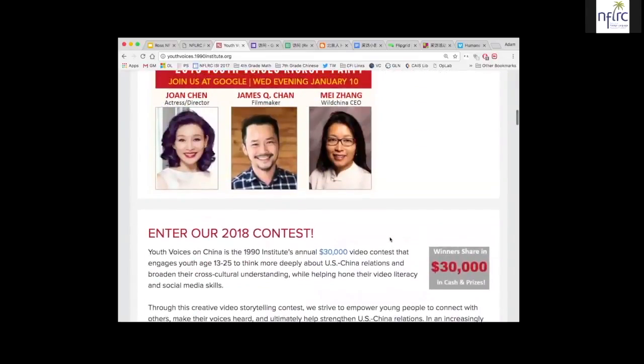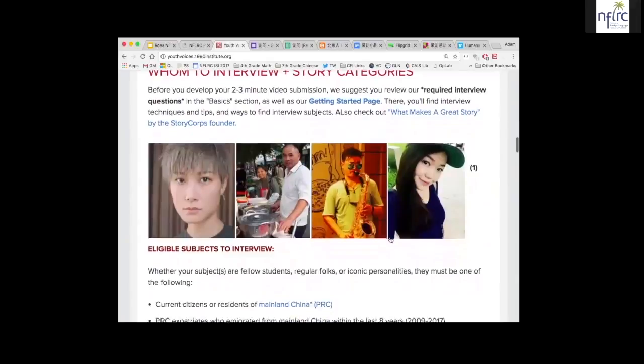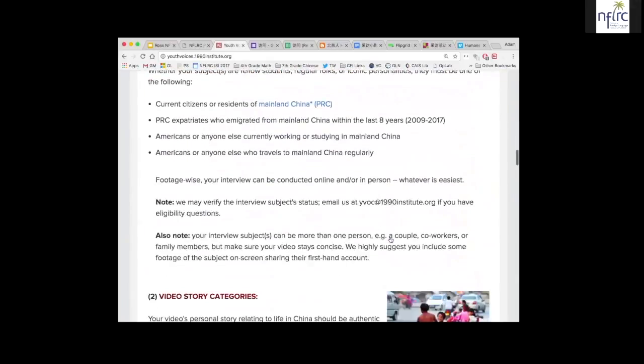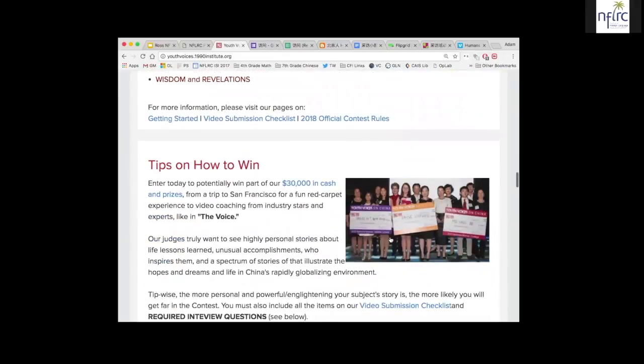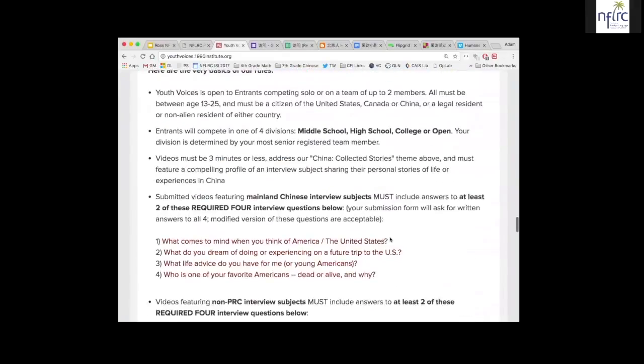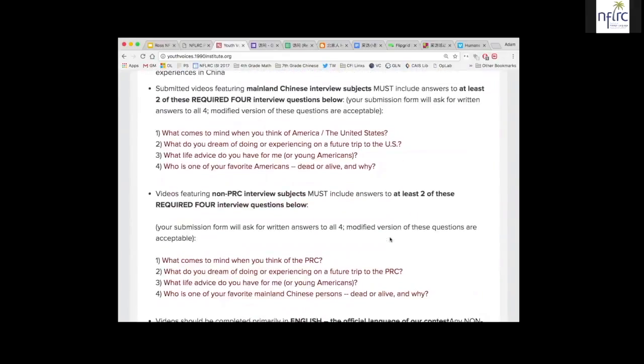They have all sorts of information here and ideas that they can do, and they actually have rules as well. I'm going to scroll all the way down to show you that they have a number of questions that must be asked. So this was our starting point for this year's project, to get students to come up with ways that they can think of these questions in Chinese.